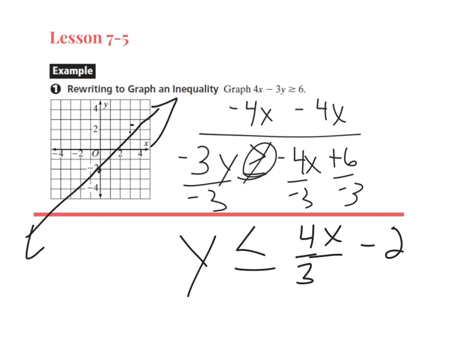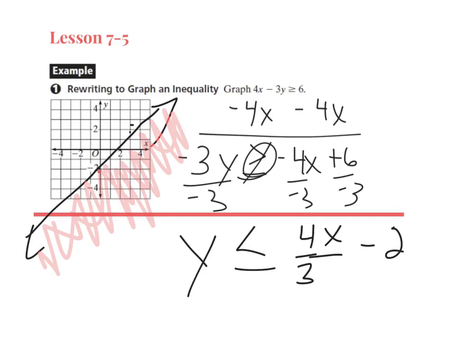Okay, and so now we want where y is less. So where is y less? Above or below that line? Think about where y is less. Y is going to be less below that line. So any region, any point inside this area here is going to be part of our solution.